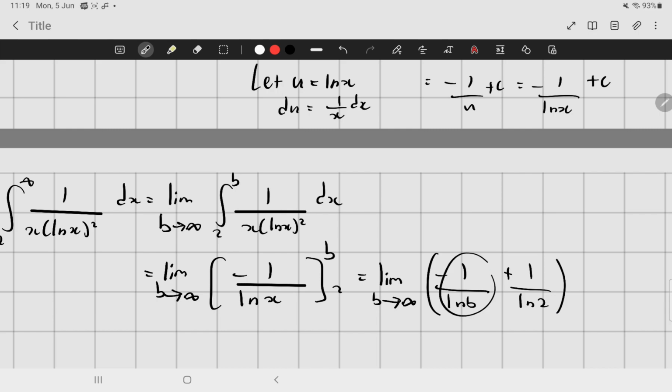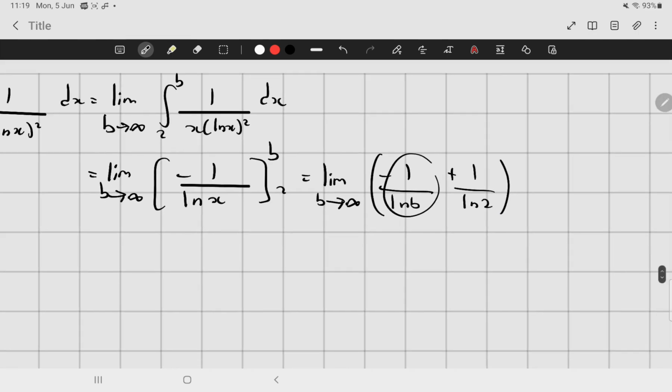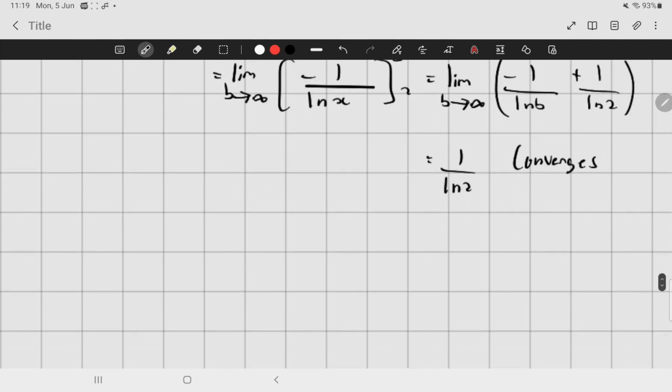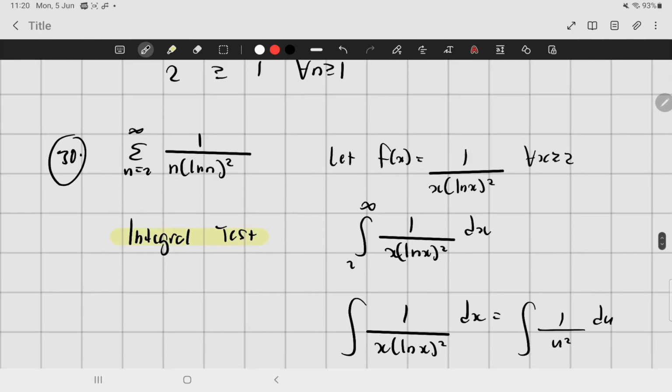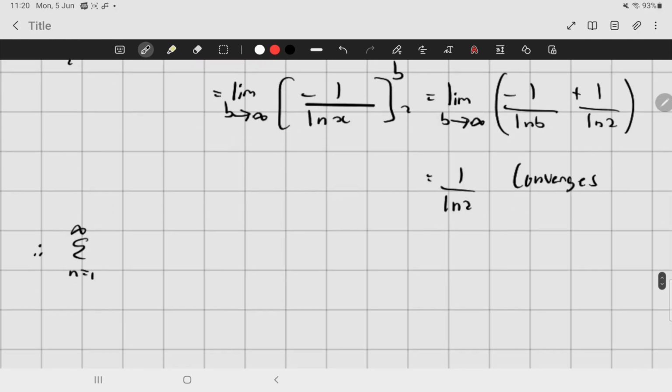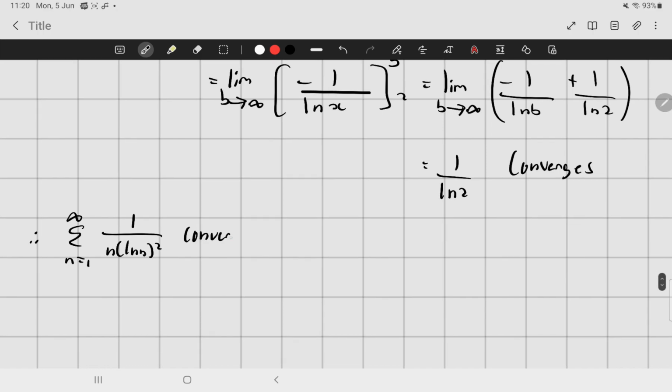And you know this, as b approaches infinity, ln b approaches infinity, therefore the whole term approaches 0, therefore 1 over ln 2. This shows that the improper integral converges. Now, since it converges, therefore our series also has to converge. But the value of the series is not the same as our improper integral. But we know that both of them have the same behavior. Therefore, the series of 1 over n ln n squared converges. Okay. Well, put the absolute value, same thing, so it converges absolutely. Right? Very nice.